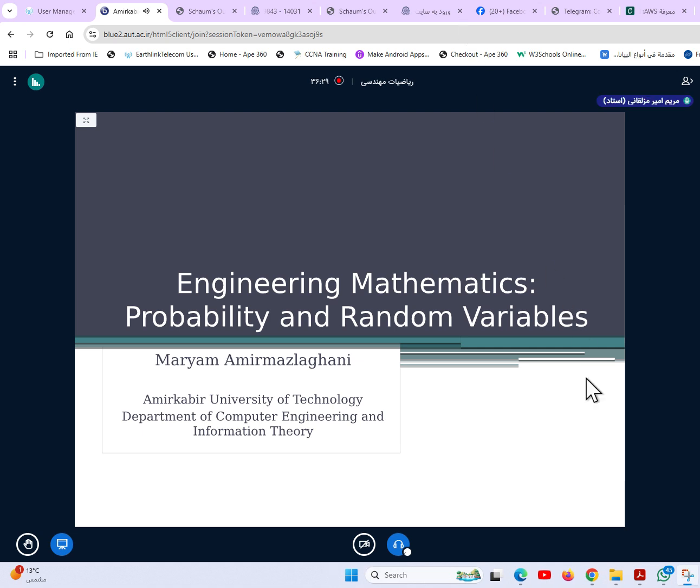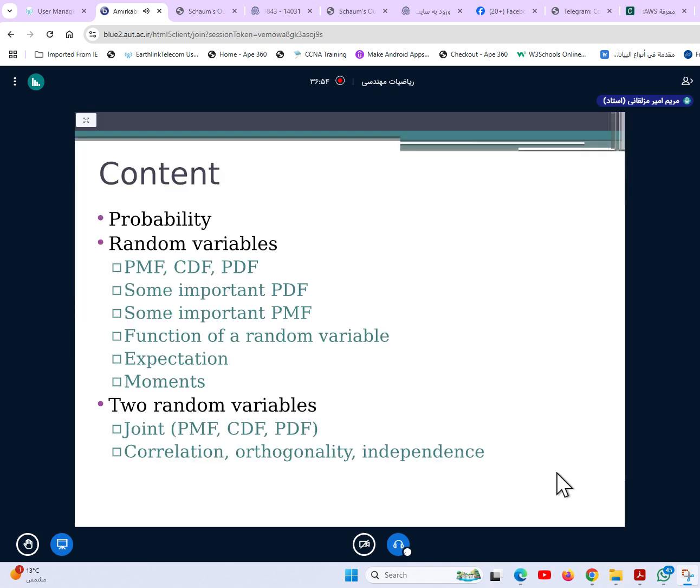I'm Mariam Amir Mazlagani, Associate Professor of the Artificial Intelligence Group in the Department of Computer Engineering of Amirkabir University of Technology. In this part, we focus on probability and random variables, and we expect that you will be more familiar with these concepts, probability, random variables, statistical analysis, at the end of this part of the engineering mathematics course. But what's the content of this part?